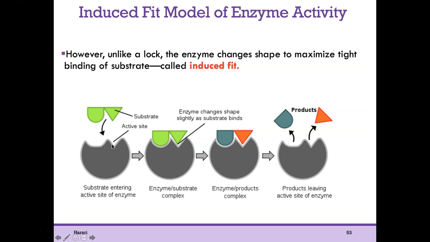So when the substrate approaches the active site, the enzyme actually changes its shape to accommodate the substrate better. The enzyme can then physically change its shape to catalyze a reaction. And then once the products leave, that active site is restored to how it looked originally. So again, it's a little bit like a lock and a key, but the lock actually changes its shape. And that's called induced fit. So it's a different model of enzyme activity.